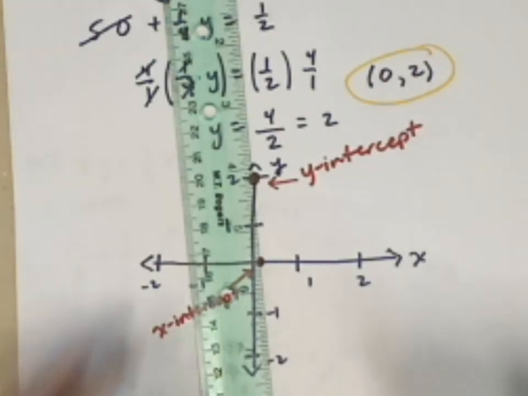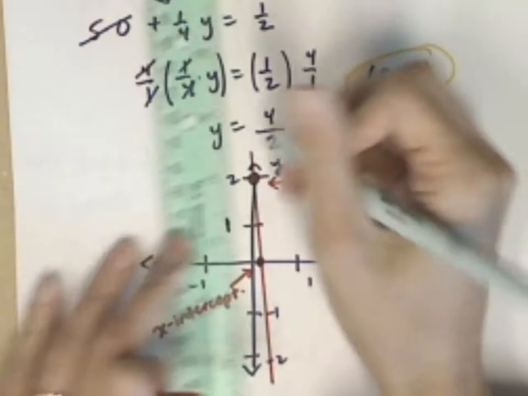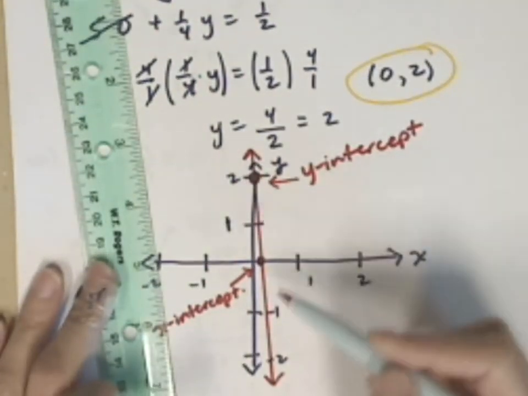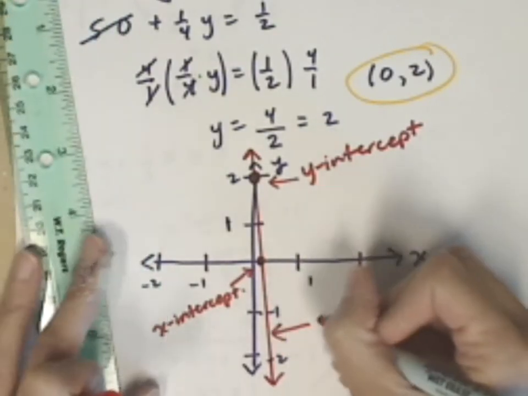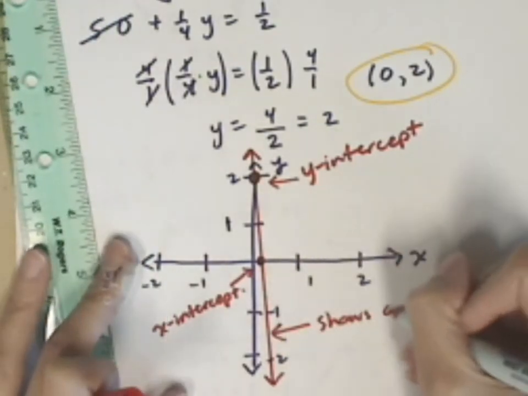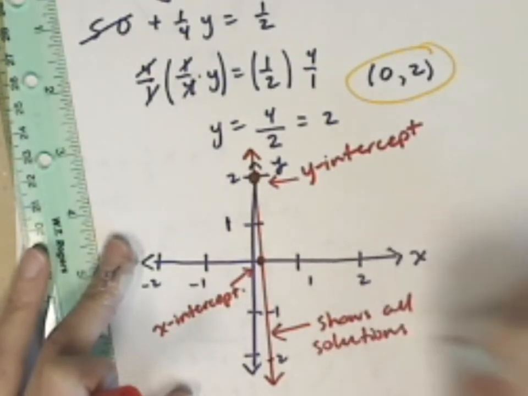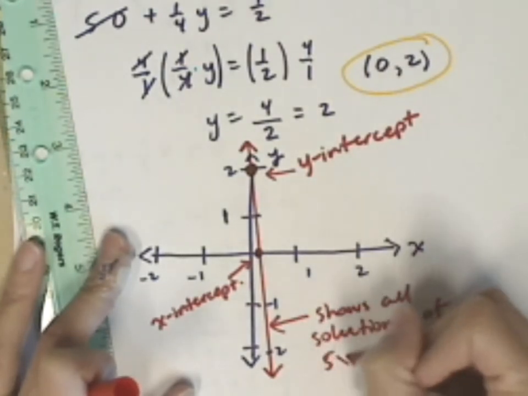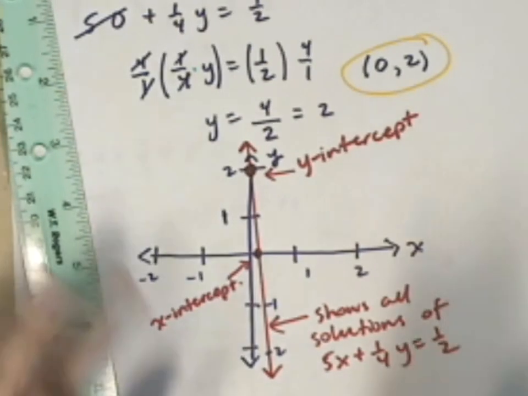And I'm just going to connect the dots between these 2 points to come up with my line. And remember that this line right here shows all the solutions to our equation. Every single point I just passed through. All the solutions of 5x plus 1/4 y equals 1/2.